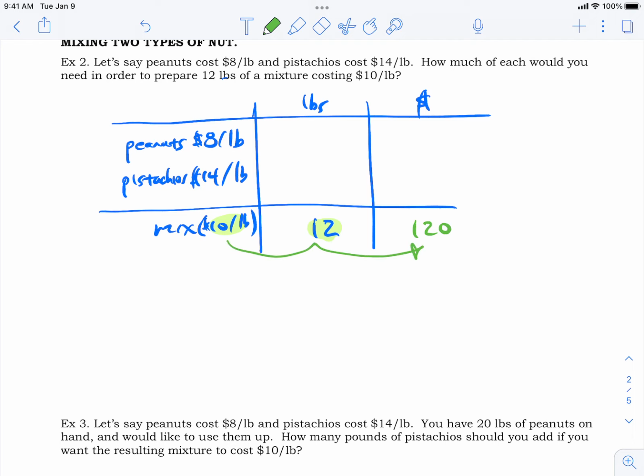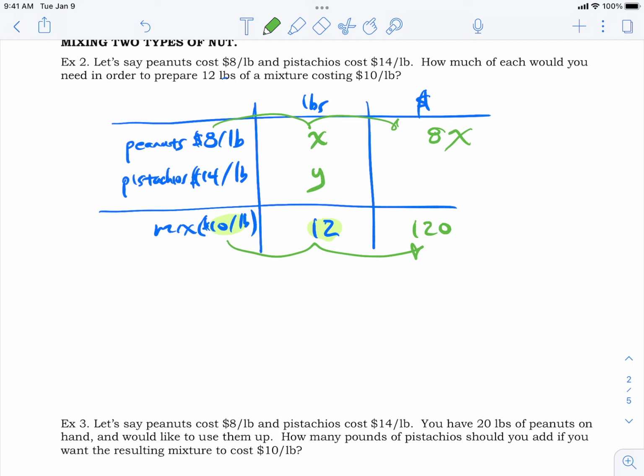Just work it across this way. 10 bucks a pound, 12 each. Now, how much peanuts are we going to buy? Don't know. I'm going to use an X for that. But I know that if I buy X pounds, it's going to cost 8X dollars. And then how many pounds of pistachios am I going to get? I don't know. I guess I'll use a Y. But I know that if I buy that many pounds, it's going to cost me 14Y dollars.